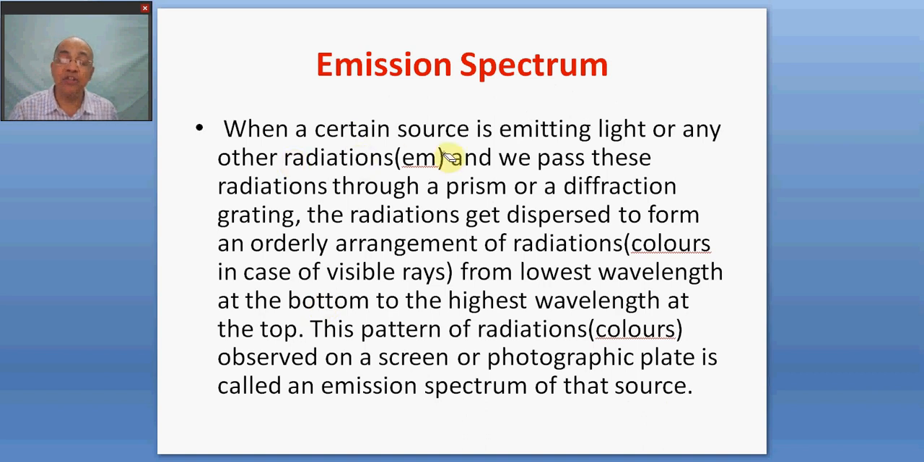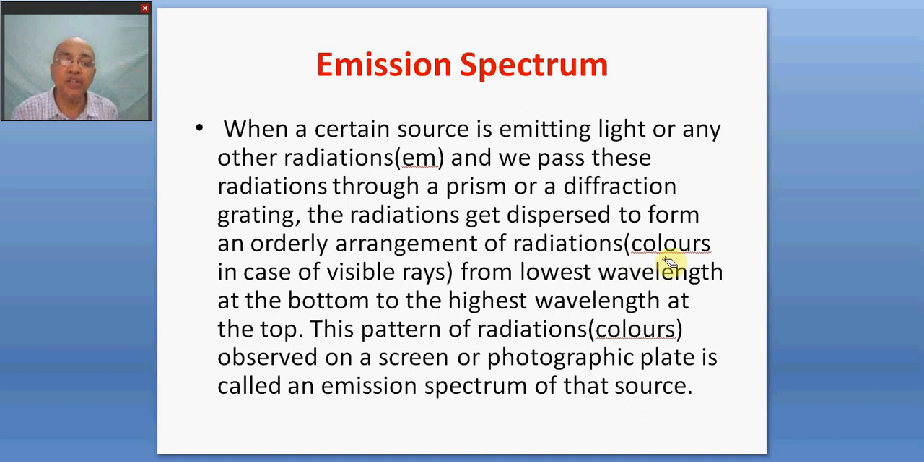When a certain source is emitting light or any other electromagnetic radiations, and we pass these radiations through a prism or a super prism, that is a diffraction grating, the radiations get dispersed. Previously it was a bundle of mixed radiation, and when it is passed through a prism, which is a separator, it is dispersed to form an orderly arrangement of radiations or colors.